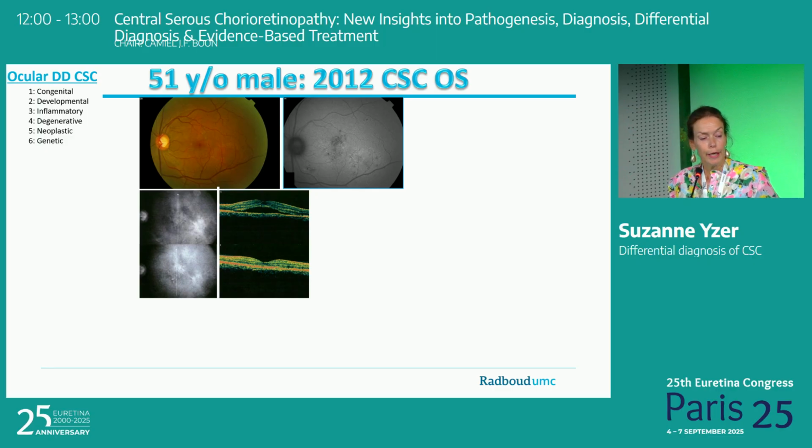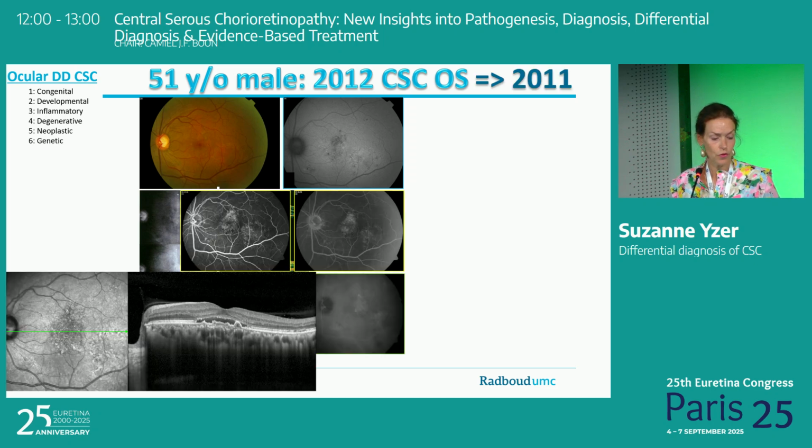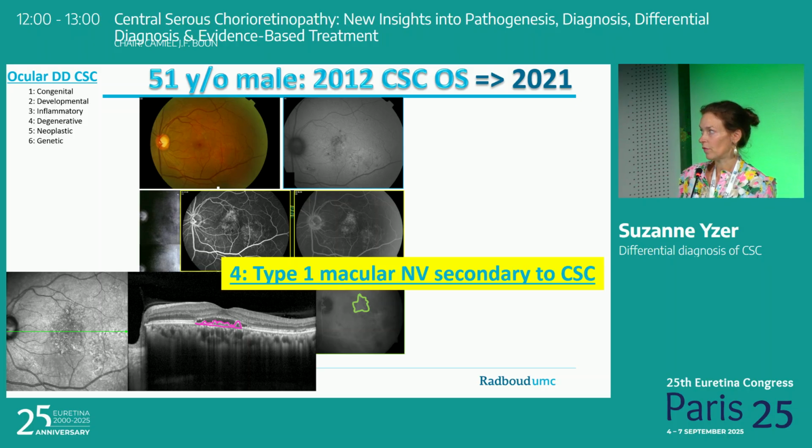A 51-year-old male who was seen because of central serous chorioretinopathy in the left eye. He returned in 2011, and this is something that Elon just discussed. Indeed, subretinal fluid and a thickened or abnormal choroid, which is to be expected because he already had the diagnosis of central serous chorioretinopathy. But here are the peaked, confluent PEDs, and this is type 1 macular neovascularization secondary to central serous chorioretinopathy.